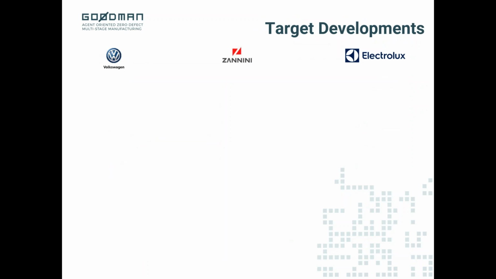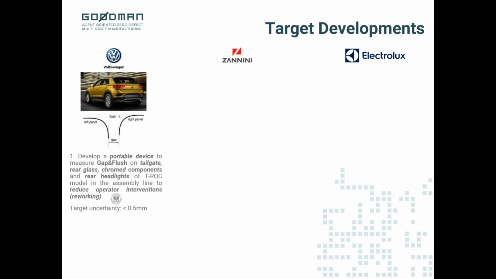As you may know from the previous webinars, we have three industrial end users working within the GO0DMAN project: the Volkswagen end user, the Nini end user, and the Electrolux professional end user. In terms of smart inspection tool, smart quality control system, we have to develop different solutions for the different target that were targeted by the three end users.